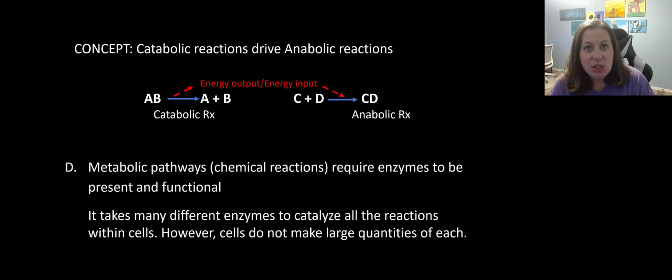So this brings us to looking at metabolic pathways. These are the chemical reactions, and some of these chemical reactions are going to require enzymes to be present. Now, enzymes are really important because they can actually speed up chemical reactions and make them faster. Okay, it takes many different enzymes to catalyze all the reactions within cells because enzymes are specific. Okay, now since there's a lot of variety, we don't really need many of them though. Okay, cells don't have to make large quantities of each enzyme, they just need a lot of different types of enzymes. So let's take a closer look at the enzymes.